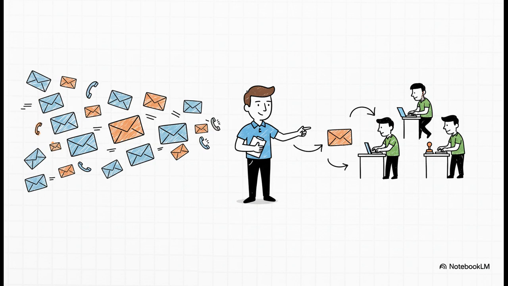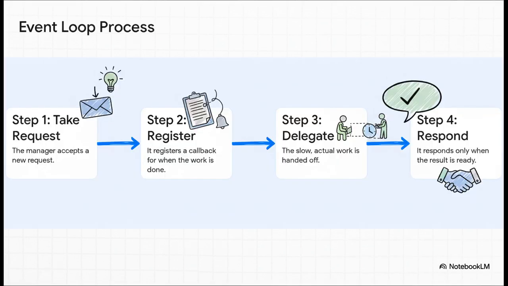The absolute best way to picture the event loop is to think of a super efficient manager at a call center. Now, this manager doesn't take any calls themselves. No way. Instead, their job is to flawlessly coordinate a small team of agents to handle a massive flood of incoming calls. And this manager's process is crystal clear.